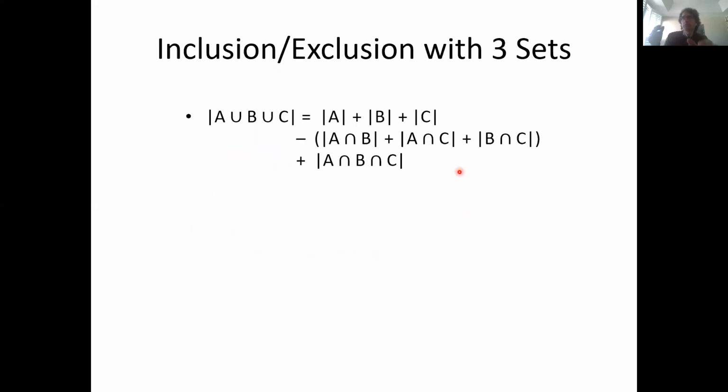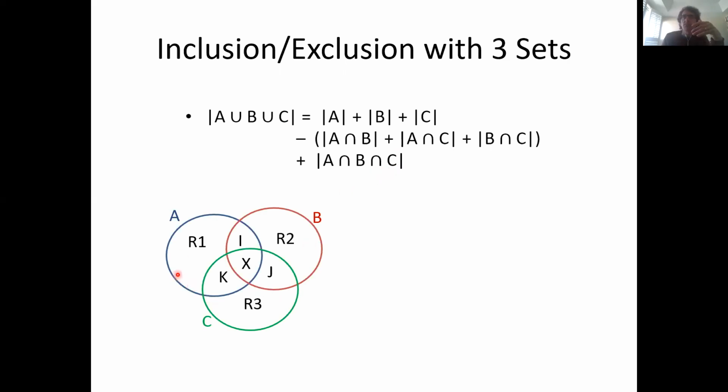Now, what if I have more sets, more choices? The generalization of the inclusion-exclusion principle looks like this. I sum up the cardinalities of these sets. I subtract their pairwise intersections, and then actually I have to bring back the total intersection.